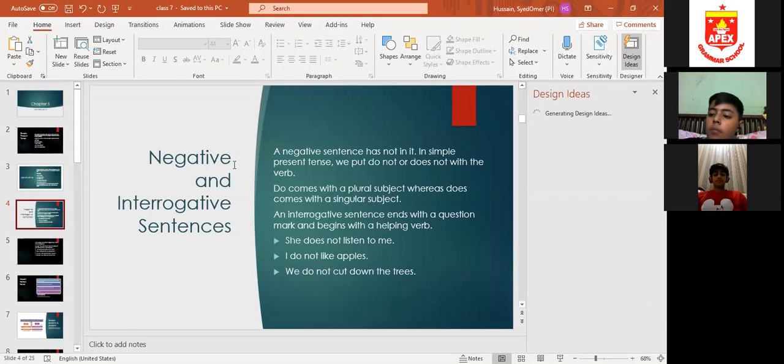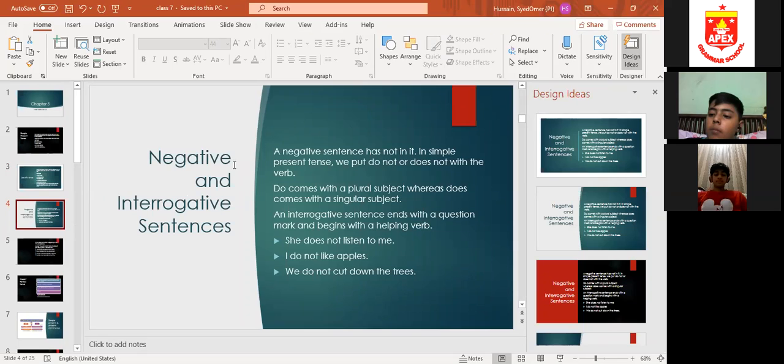Negative and interrogative sentences. What is a negative sentence? Students, you know negative means which has not in it. Any sentence which has not in it is a negative sentence. Interrogative is a sentence which has a question mark at the end. Now we can never complete a negative and interrogative sentence without a helping verb.